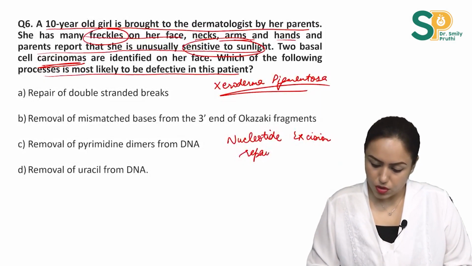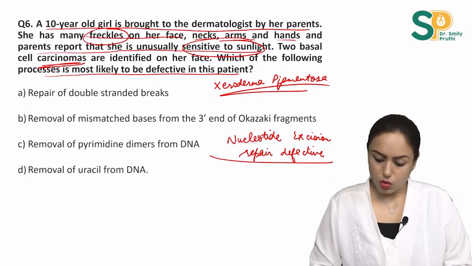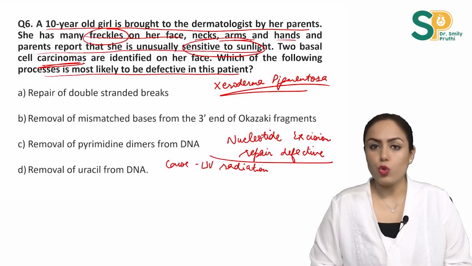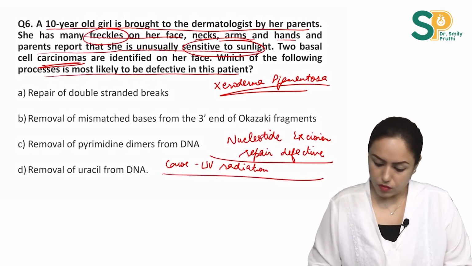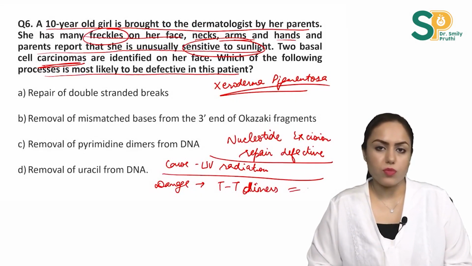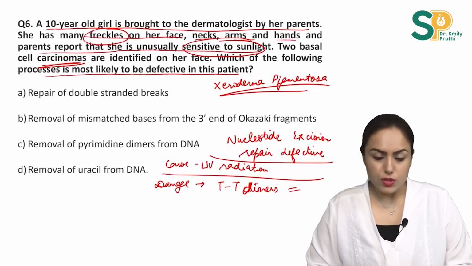Nucleotide excision repair is defective here. What is the cause? The cause is UV radiation damage of DNA. And what is the damage? The damage is that thymine dimers, or pyrimidine dimers, are formed. Okay, so let's see the options.